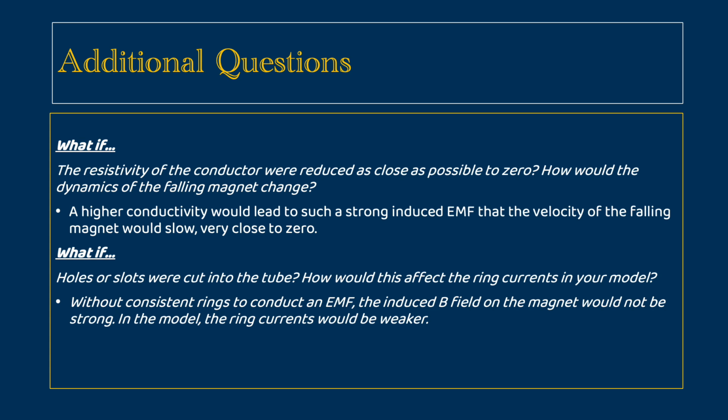And what if holes or slots were cut into the tube? How would this affect the current rings? Without consistent rings to conduct an EMF, the induced B field and the magnet's slowing would not be strong. In the model, the current rings would be weaker.